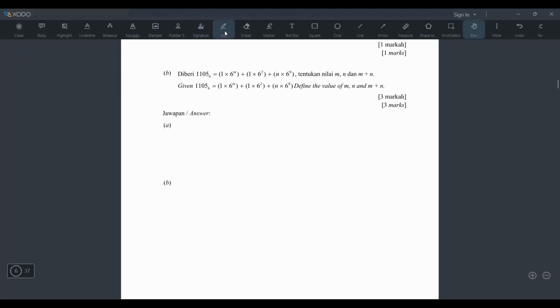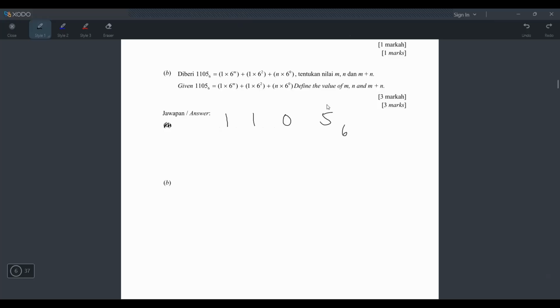So worth 1 mark. Question B, given 1105 base 6 is equals to this. Define the value of m, n, and then m plus n. So first I need to find m and n first. So same thing, you can write the place value for 1105 base 6. If base 6, what is the place value for this? 6 power 0, 6 power 1, 6 power 2, 6 power 3.